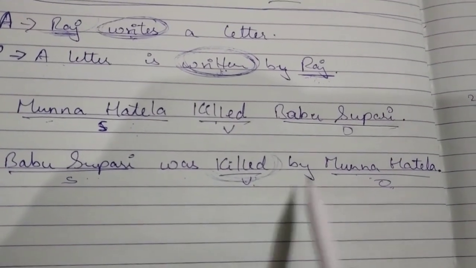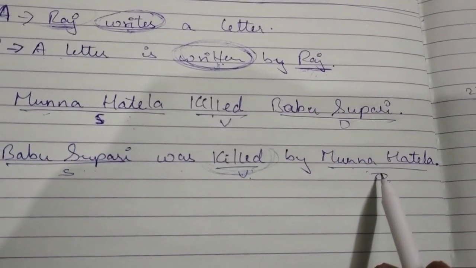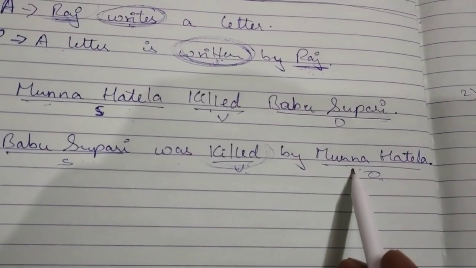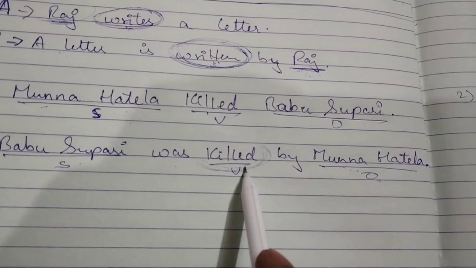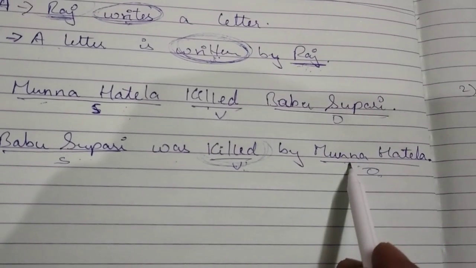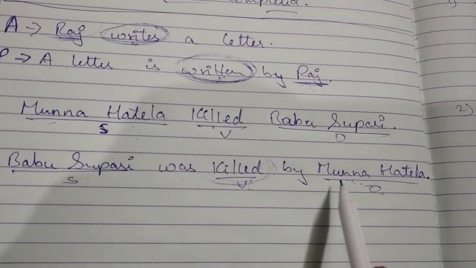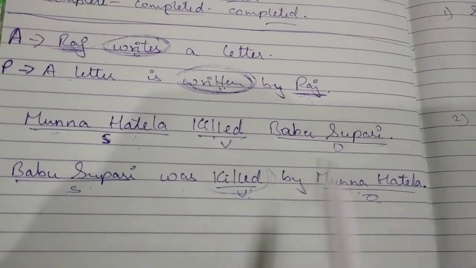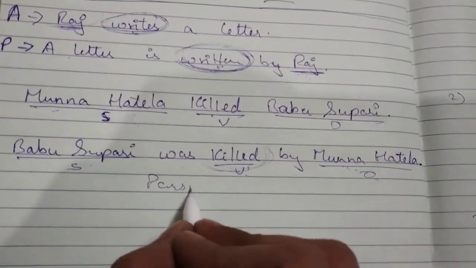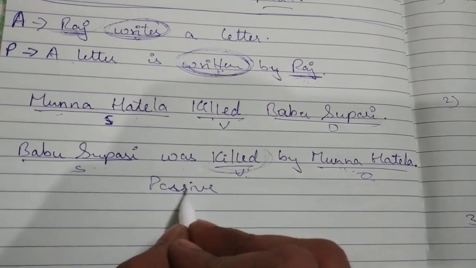Babu Supari was killed by Munna Hatela. So who is killing? Munna Hatela is killing. So who is performing the action? Munna Hatela is performing the action. And where is it coming? It is coming at the end. So when the performer of the action is coming at the end, it becomes passive voice.